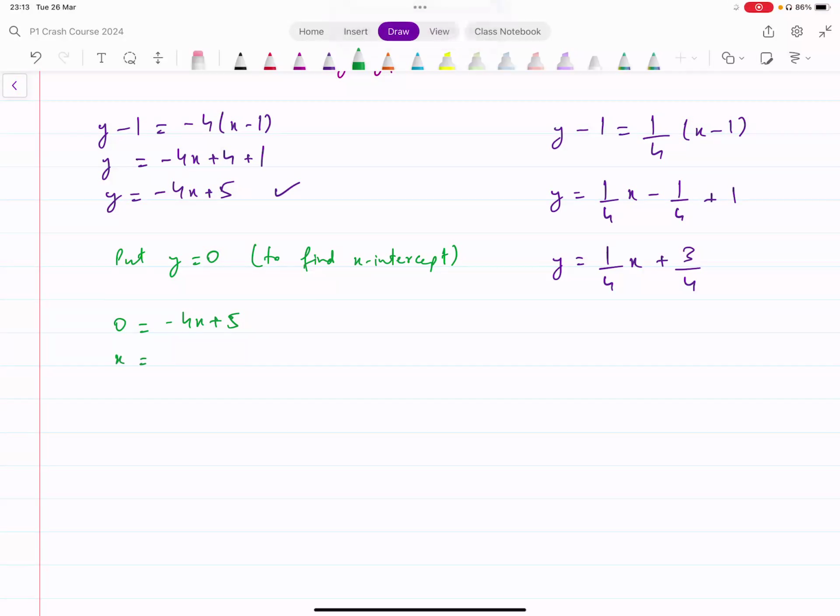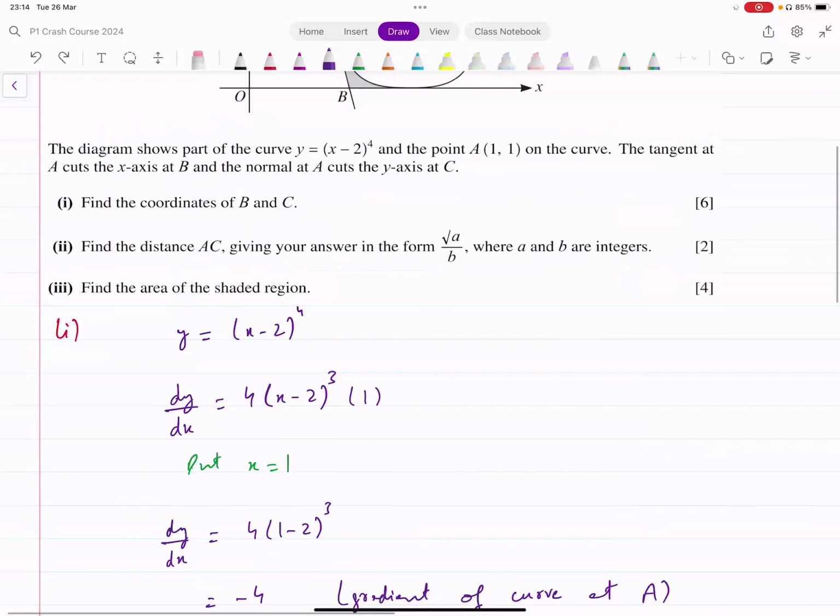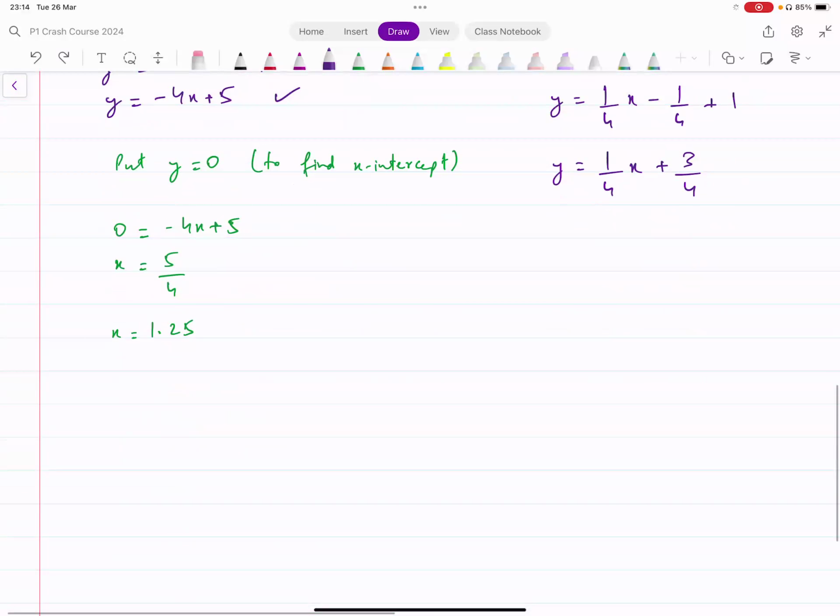X equals 5/4. In decimals, that will be 1.25. Or you can just leave it like this, and that's perfectly okay. That's your choice. 1.25 is an exact decimal, as in it doesn't have infinitely many decimal places, so it's okay to write it as decimal as well. Fraction is also fine, both of them work. So what are the coordinates of the point B then? B was the x-intercept, right? So coordinates of B are 1.25 and 0.